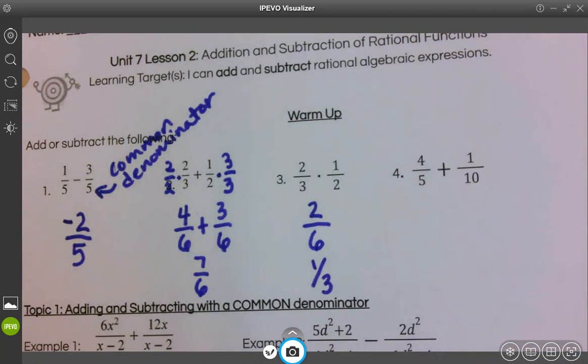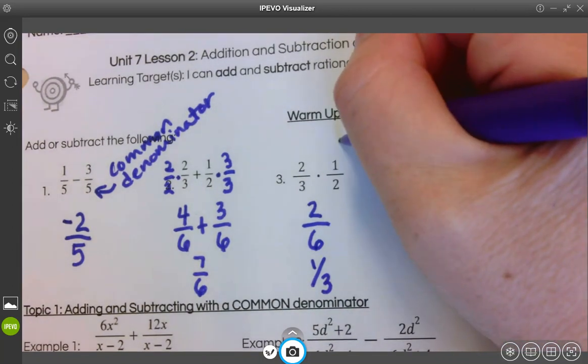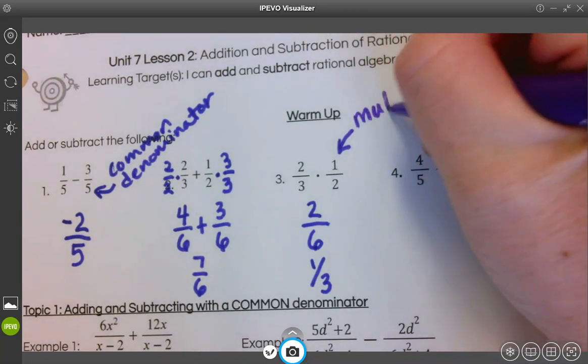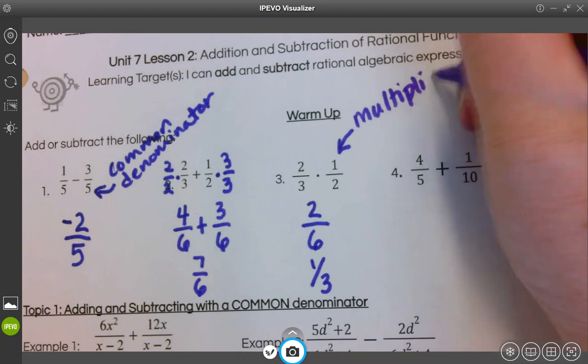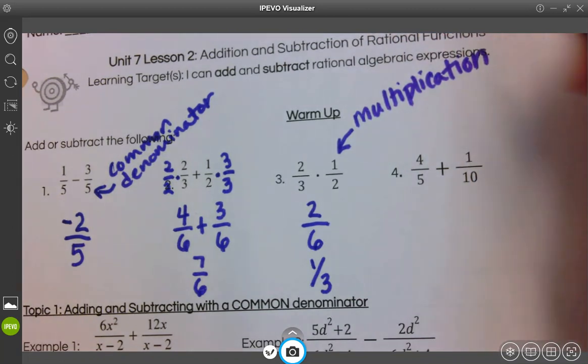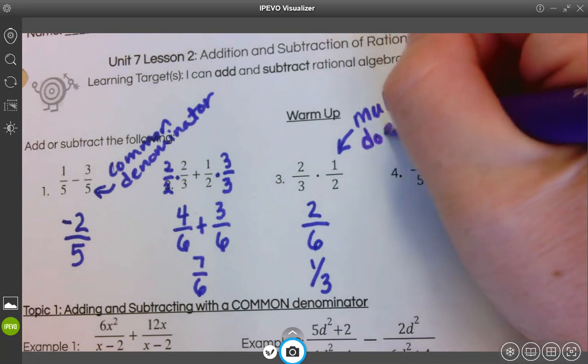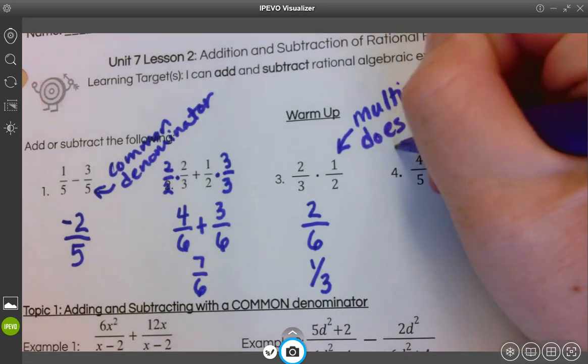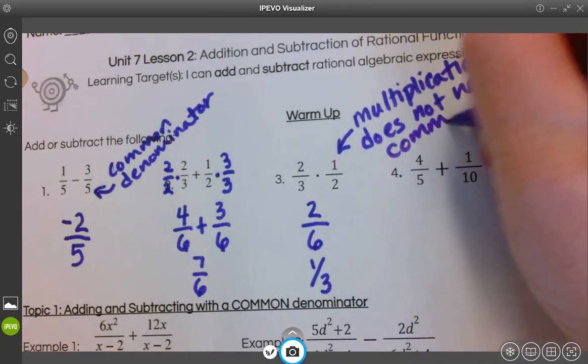All right, so a multiplication problem doesn't need a common denominator. Multiplication, and we did learn that last class, but it's confusing when we do both things on the same page. Multiplication does not need a common denominator.